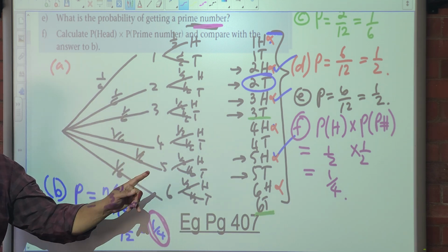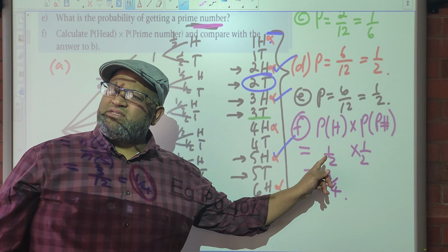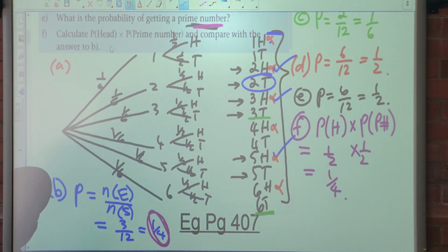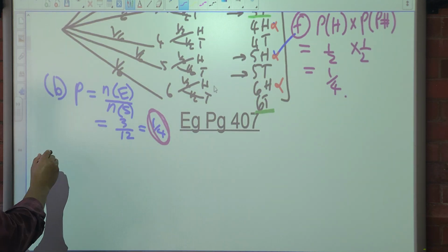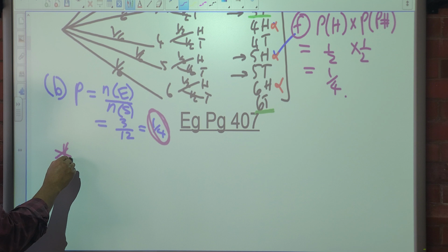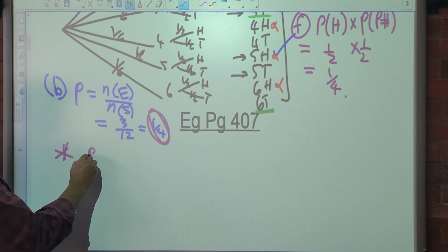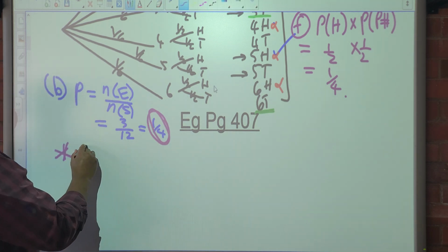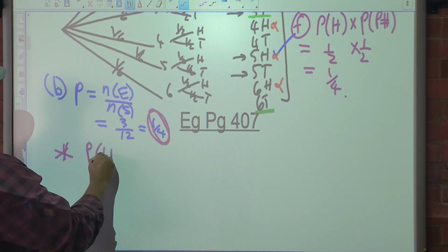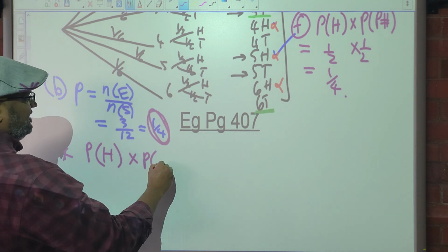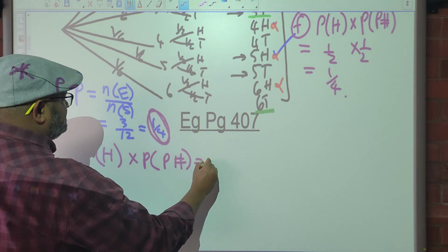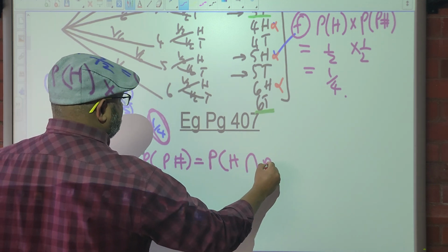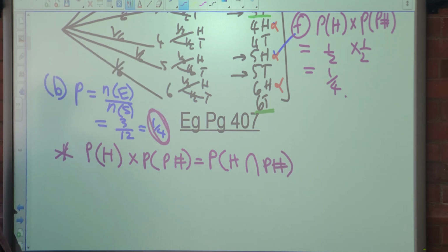Prime number and heads. What did they ask you to calculate? Prime number times heads. So what do you notice? It's the same. And here's an identity that comes into play: the probability of heads times the probability of the prime number is equal to the probability of heads and the probability of prime number. You see that?